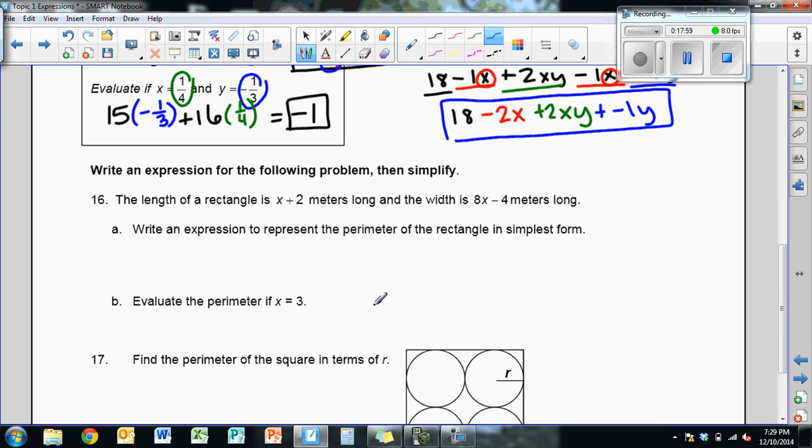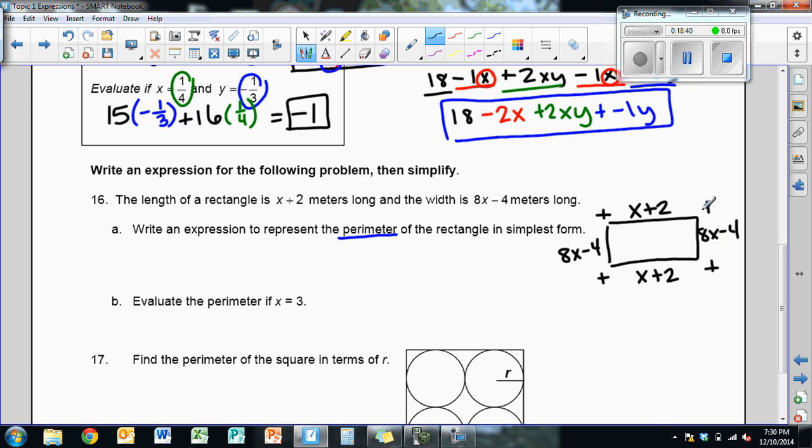Okay, almost there. The length of a rectangle is x plus 2 meters long, and the width is 8x minus 4 meters long. Write an expression to represent the perimeter of the rectangle in simplest form. Let's draw a picture. We have a rectangle. The length is x plus 2. The width is 8x minus 4. And it wants us to write an expression for the perimeter. Perimeter just means to add all of your sides, or if you're very savvy, you remember your formula from last year. But I'm just going to add all of our sides.